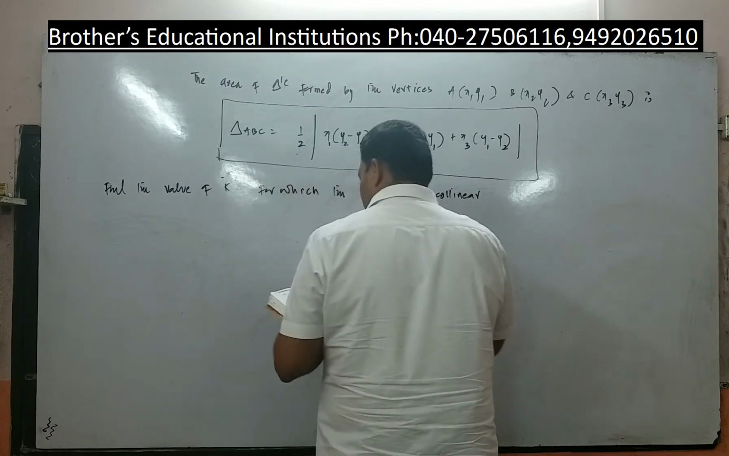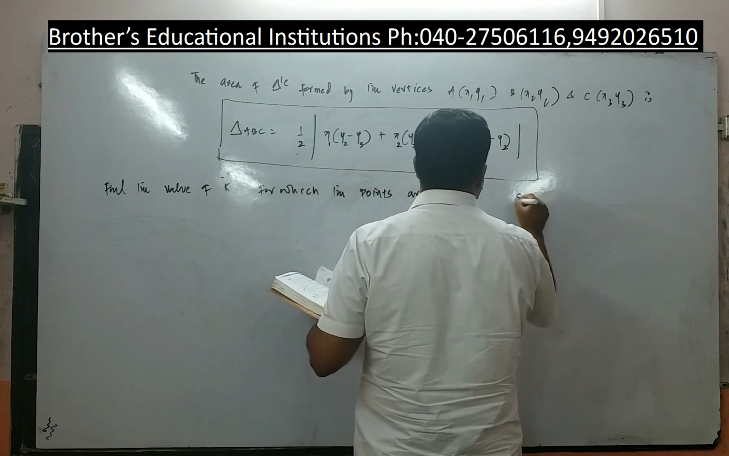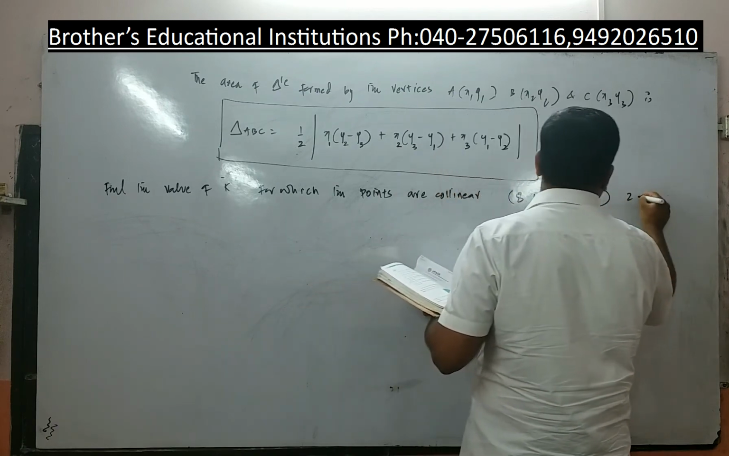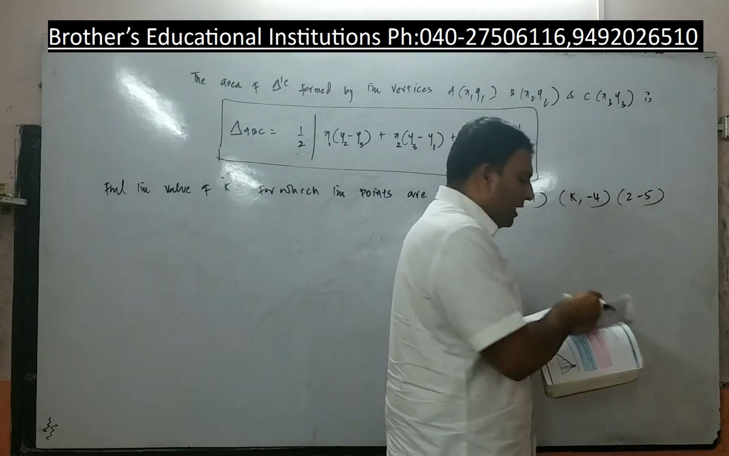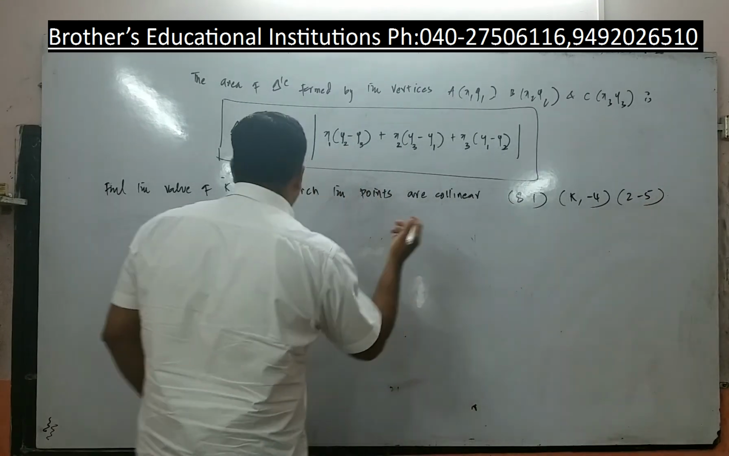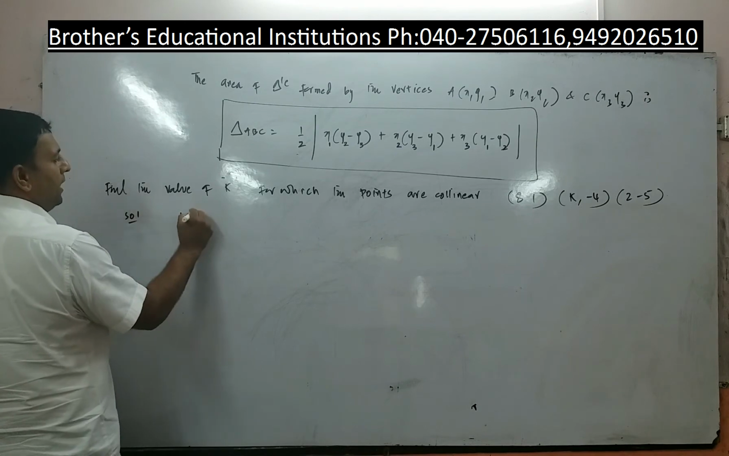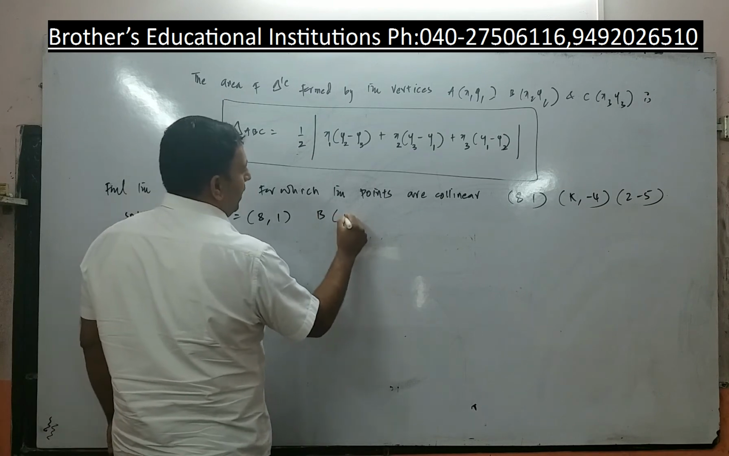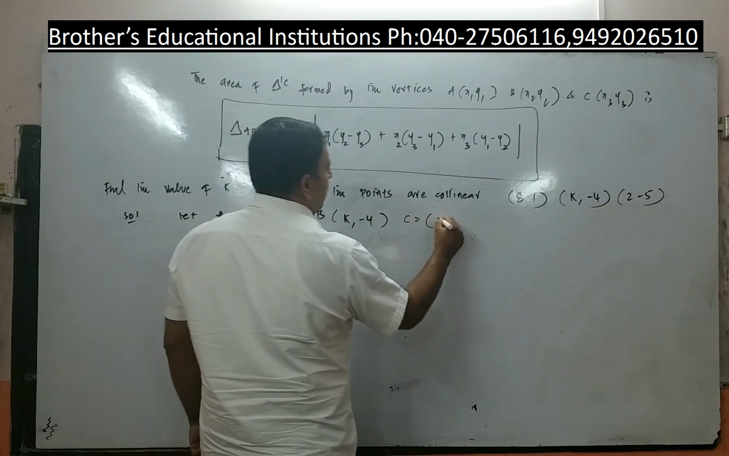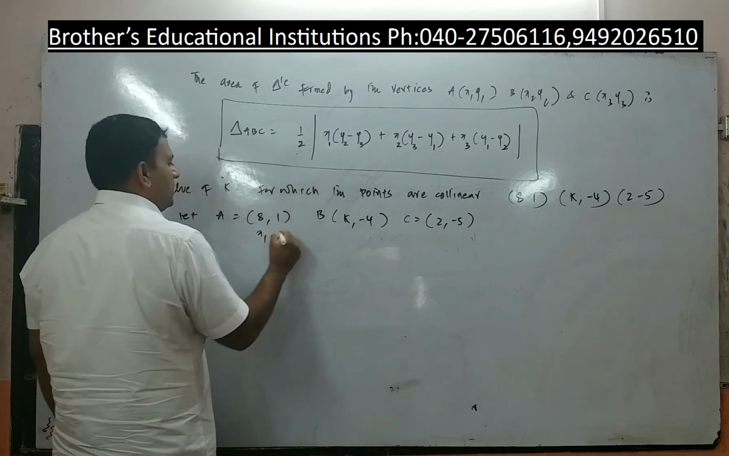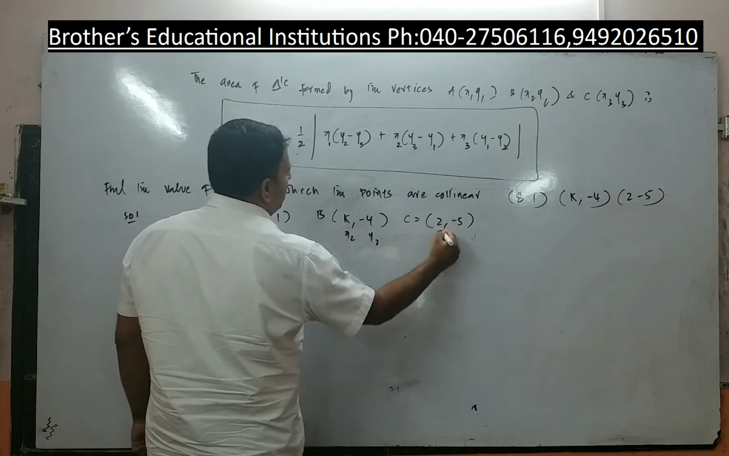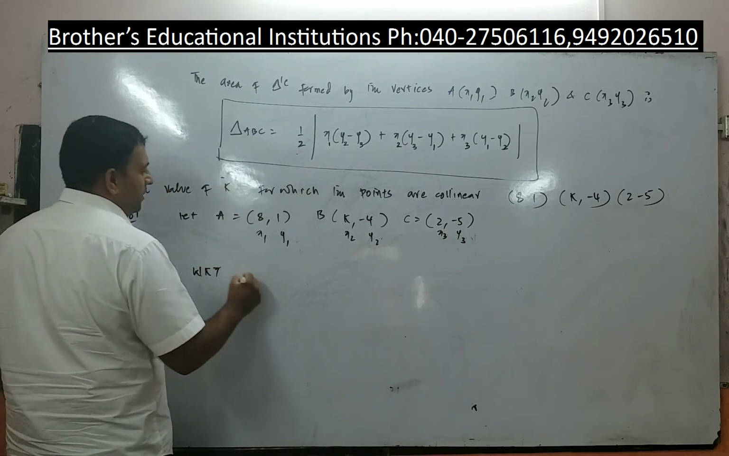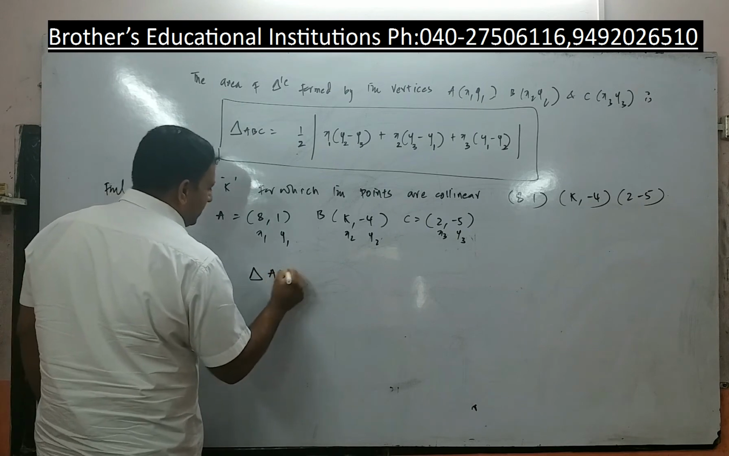And what are the points given to you? The points given to you are 8, 1, k, minus 4, 2, minus 5. Now he says that these points are collinear. Let me give a notation for this solution. Let A is equal to 8, 1, B is equal to k, minus 4, C is equal to 2, minus 5. I will call this x1, y1, x2, y2. This is x3, y3. Now we know that area of triangle ABC is equal to 0.